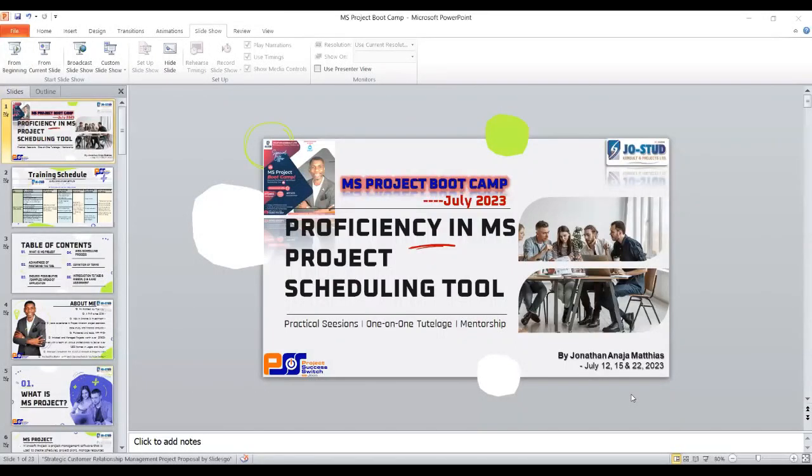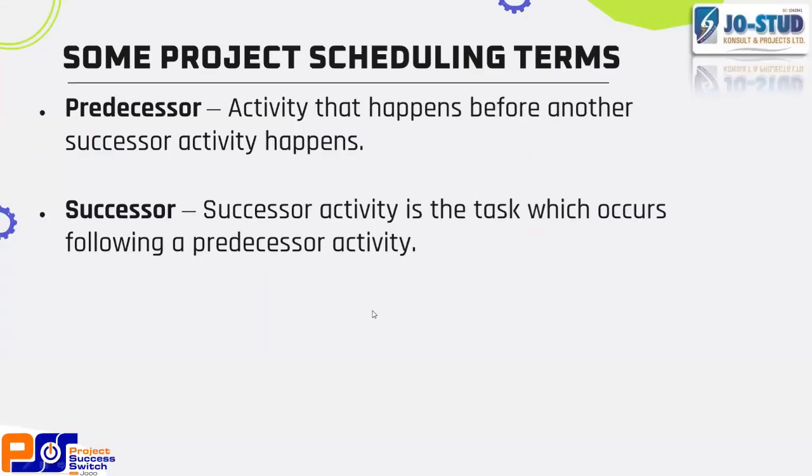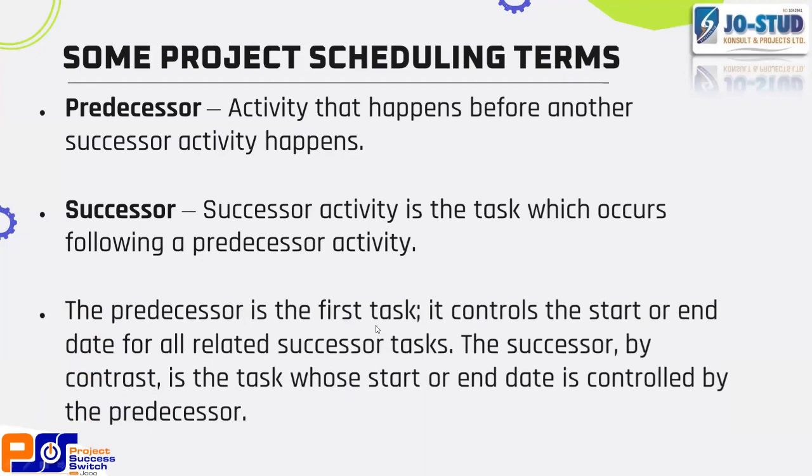Okay, I'm done. So let me go back to my screen now and take two other activities. Then I'll come to the board to illustrate. Please, can you confirm that you can see my screen again? Yes. Okay, now the predecessor is the first task. It controls the start or end date of all other related tasks.